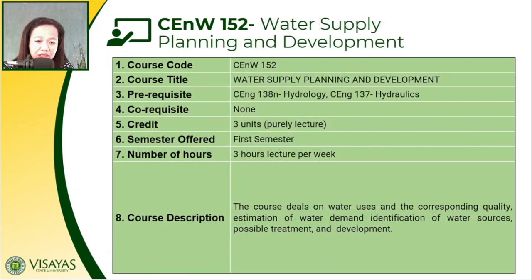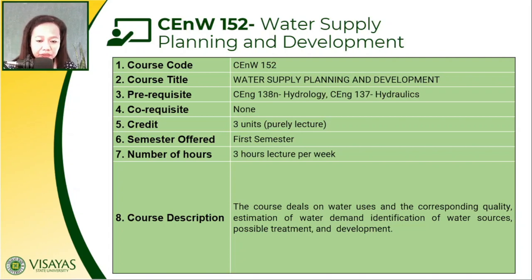We also have CNW 152, and the course title for this subject is Water Supply Planning and Development. The prerequisite for this course is hydrology and hydraulics. There's no prerequisite course for this one, and purely lecture having 3 credit units.